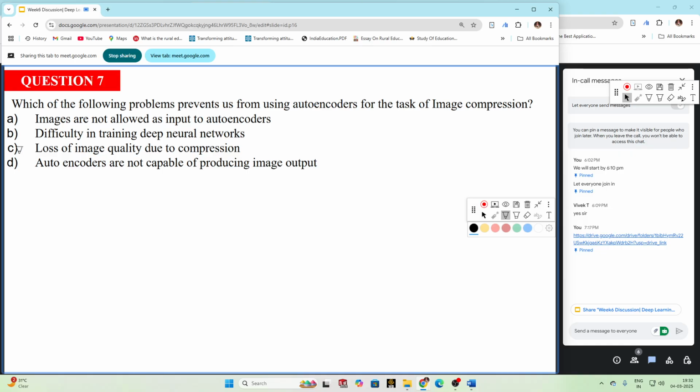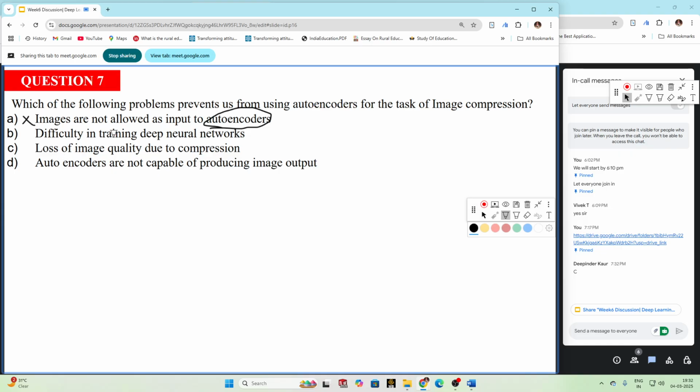Okay, let's discuss the options one by one. Images are not allowed as an input to an autoencoder. Autoencoders are what? A deep learning framework, or a feed forward network only. In a deep learning framework you can supply images, because it learns the features itself from the raw data, so we can supply images to a deep learning framework or any feed forward neural network. Autoencoders are nothing but feed forward neural networks. So this is the first statement.